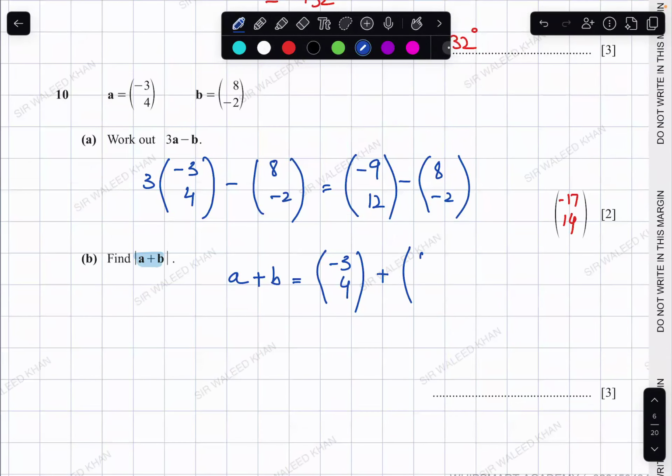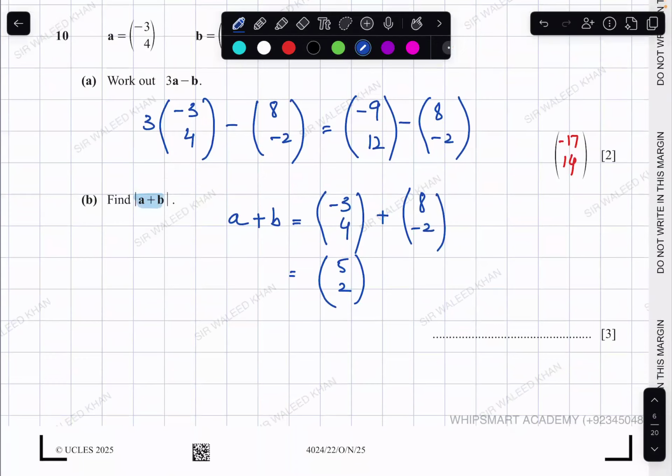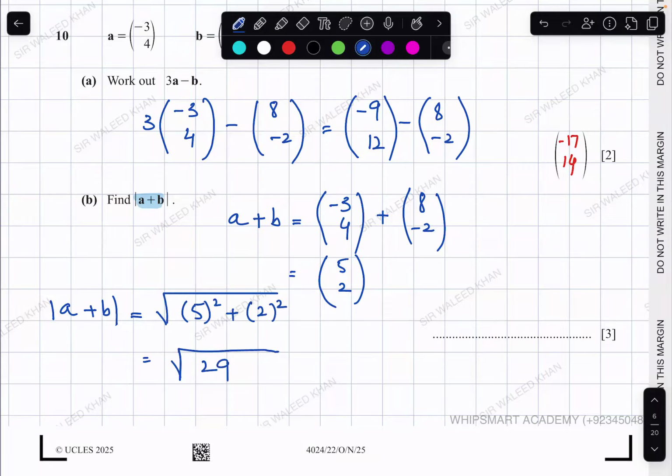Plus, that should be 5 and 2. Once we have this, I'm going to find the magnitude of it. So to find the magnitude, you take the square root of 5 and 2 squared and add them together. So we have 25 plus 4, that is 29. Square root of 29 is 5.39.